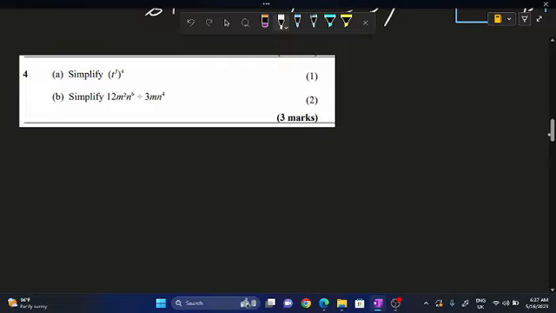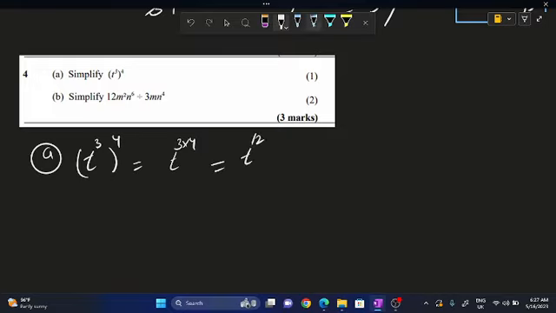Alright, question number 4, A part. t cube whole raised to the power 4. I did tell you, cube is the power inside, 4 is the power outside. So it would be 3 times 4. Whenever you have this type of question, the power inside and power outside, you have to multiply both the powers. That gives you t raised to the power 12. That is the answer for this A part.